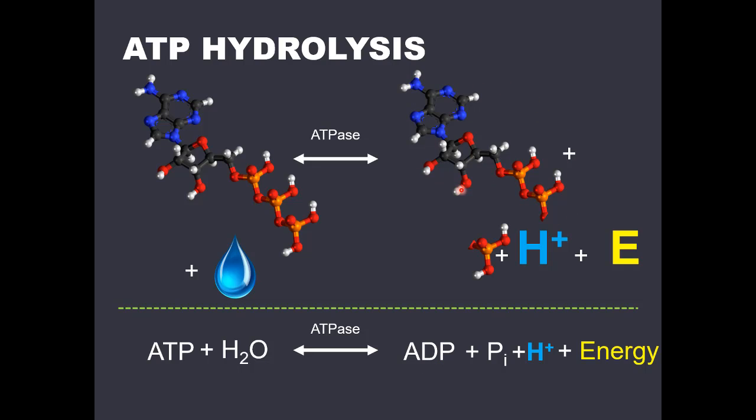Adenosine diphosphate, 2 phosphates. And the free phosphate that broke off, as you see here, is referred to as an inorganic phosphate. Now, as you see here, we have a positively charged hydrogen ion, and this is simply referred to as a proton. This came off of the water molecule.